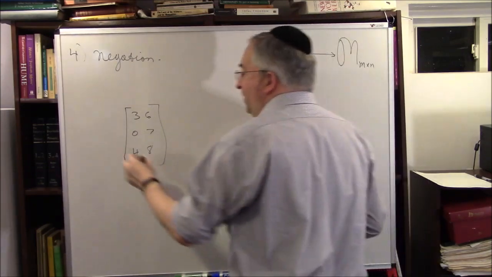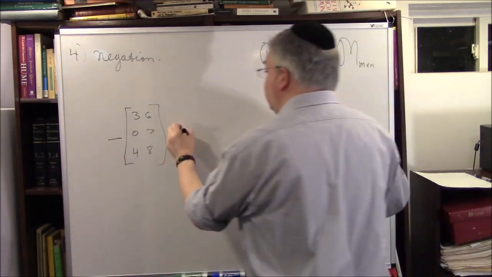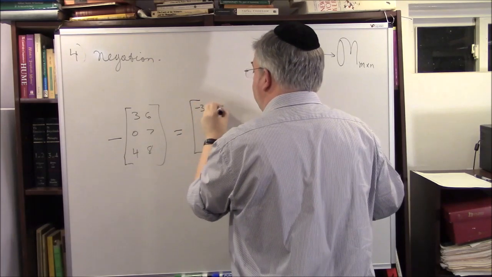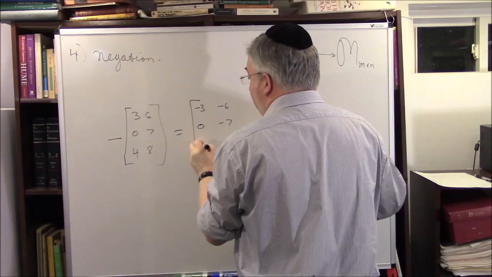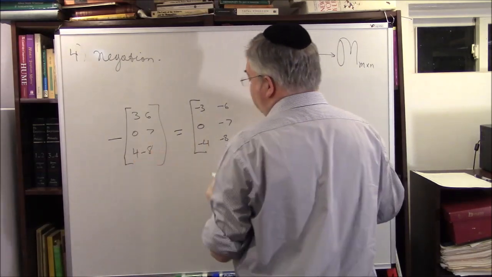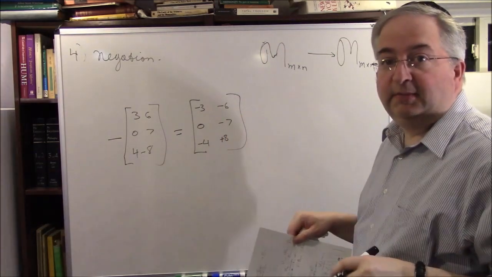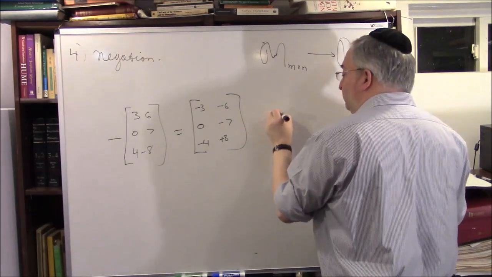Take the matrix, negate it. That means put a minus in front of it. It's equal to, you guessed it, minus 3, minus 6, minus 0 is 0, minus 7, minus 4, minus 8. For the hell of it, let's make this a minus 8, and this becomes a plus 8. So it negates each element. Not hard. Let's write it up in terms of formally how it's written.